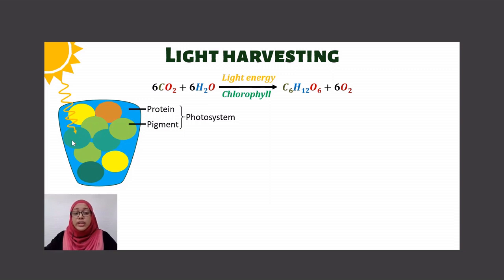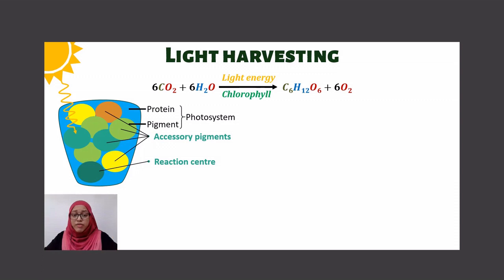Okay, and of these different pigments, there's always going to be one pigment that's slightly different from the others, a specific chlorophyll A molecule in every photosystem, which is the reaction center. Every photosystem is going to have a reaction center, and it's also going to have these other molecules which are referred to as the accessory pigments. So you have the reaction center and the accessory pigments.